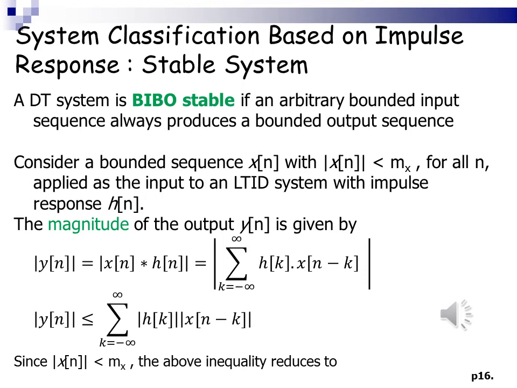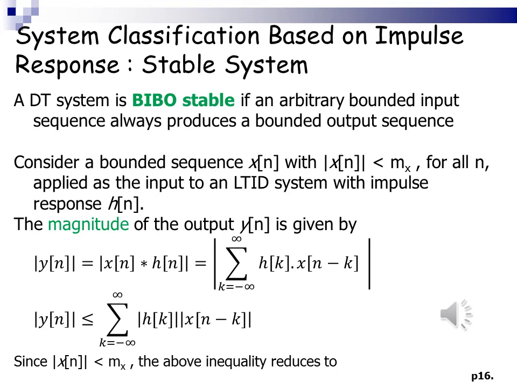So what is the criteria for it? The magnitude of your input x of n must be less than some value m suffix x, where m suffix x is always a finite value, and whenever I apply the input it will always be finite. That's why it is written for all n. So mod of x of n is less than m suffix x for all n, that is the input criteria. This is applied as an input to an LTID system, that is a linear time invariant discrete system, with impulse response h of n.